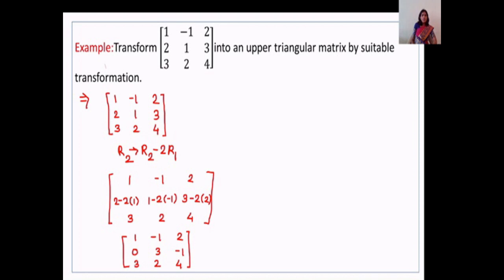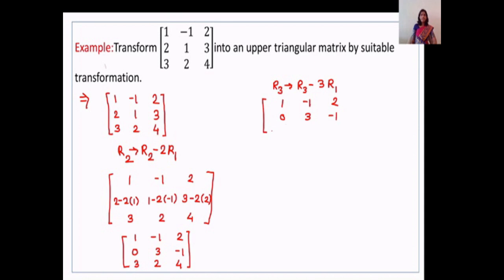We make this 0. Now we have to make this 3 into 0. So we make a transformation here. What is the transformation? We have to make R3 0. So R3 gives R3 minus 3 times of R1, using R1. So here change in R3. So R1 and R2 as it is. So 1 minus 1 2, 0 3 minus 1.